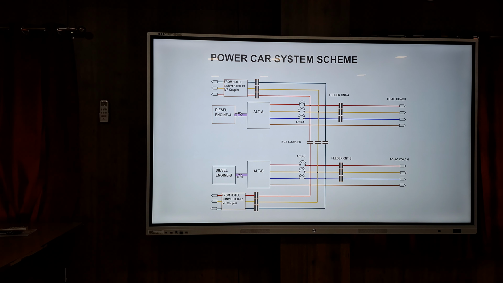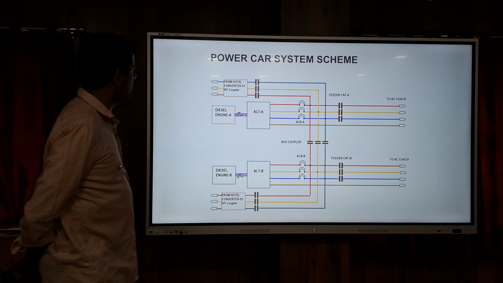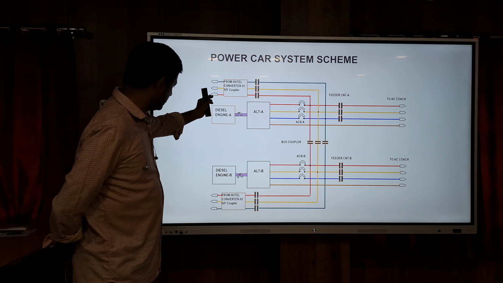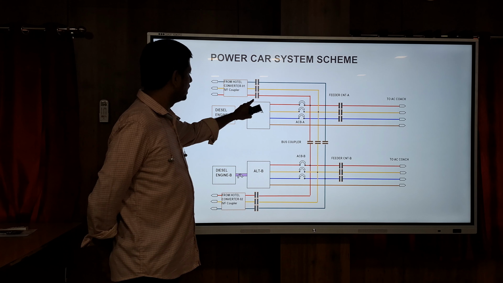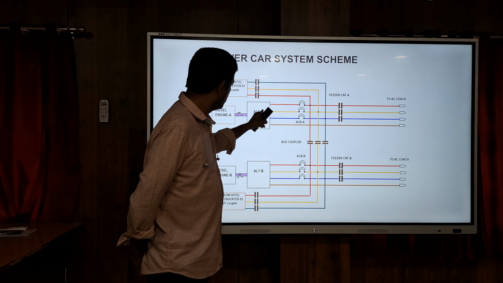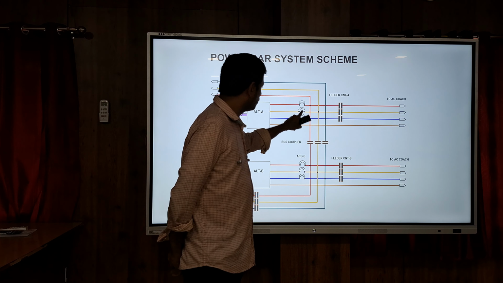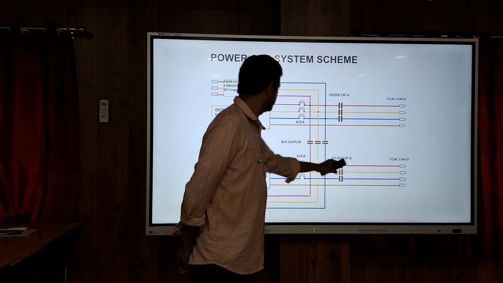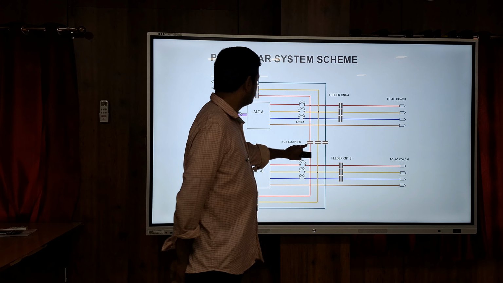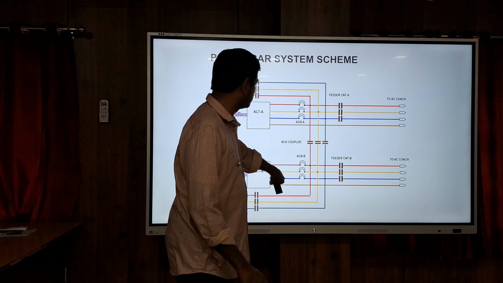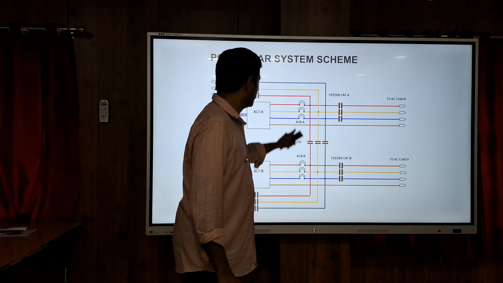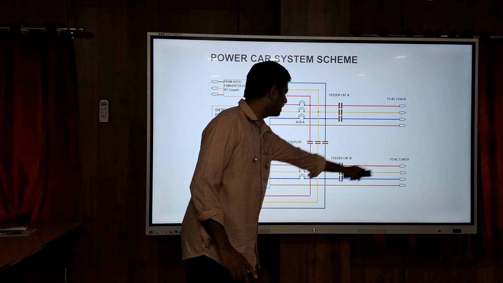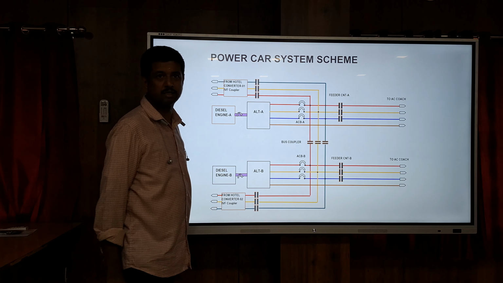This is the power car system scheme. This is what I told. From the DG set, they can use alternator A contactor from the feeder. If they want, they can operate this one, they can open this one, and they can connect this bus coupler, and they can feed it to all the coaches.